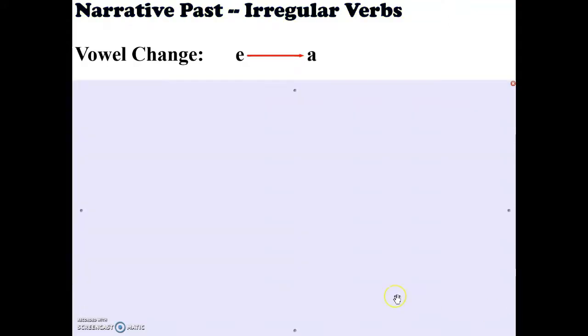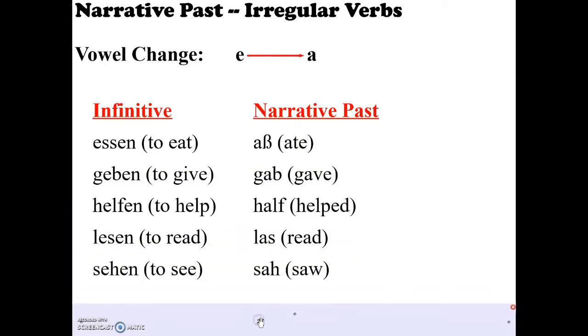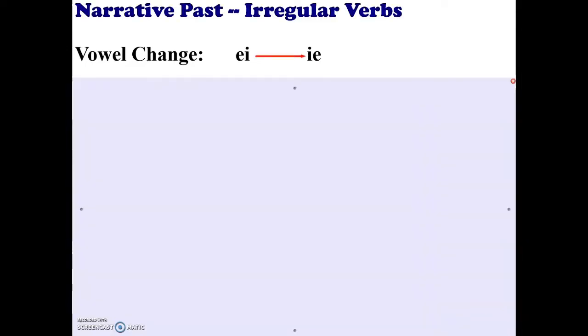If we look at the vowel change of an E to an A, here are some of the common verbs that you would know at this point. Essen becomes aß, geben, gab, helfen, half, lesen, las, sehen, sah. And of course, I do recommend pausing the video and writing down these common verb forms as you're seeing them here to have them in your notes.